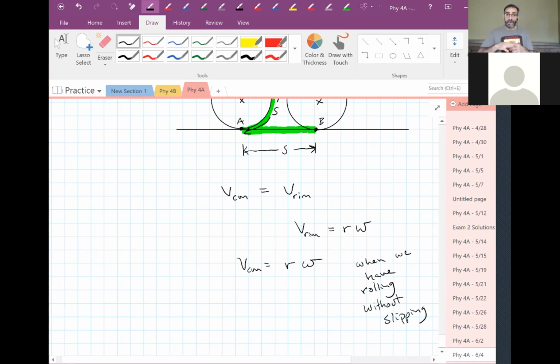When the wheel rolls without slipping, there's a connection between how fast the center of mass is moving and the angular speed that it's rotating at. And this is that formula. This is the connection: the velocity of the center of mass is equal to r omega. If there's slipping involved, then we don't know. Anything could be possible. There's no connection anymore between these two.